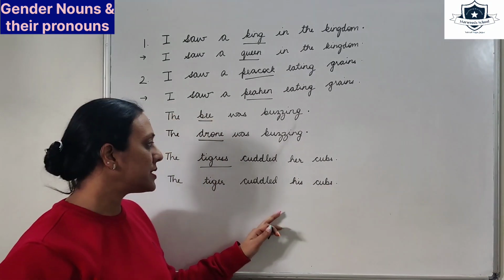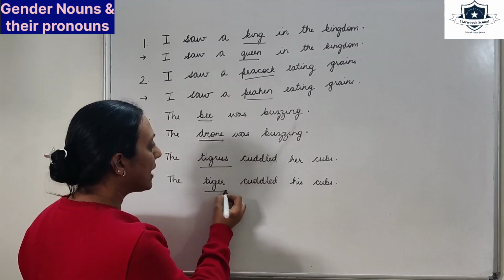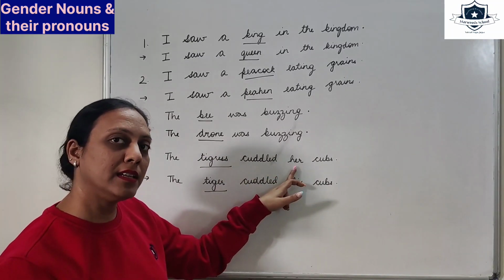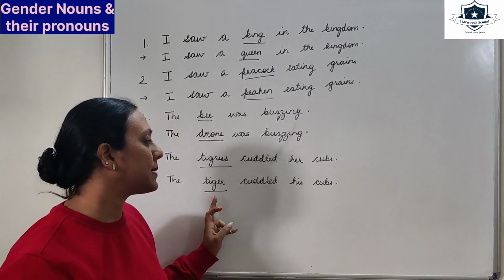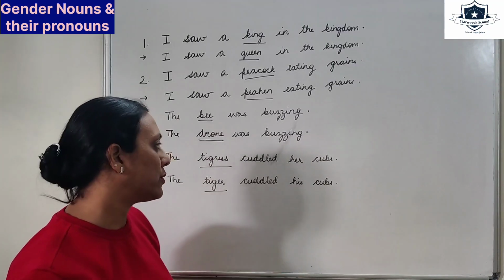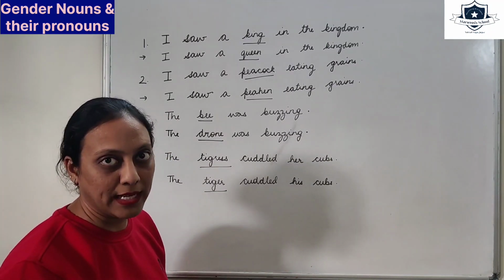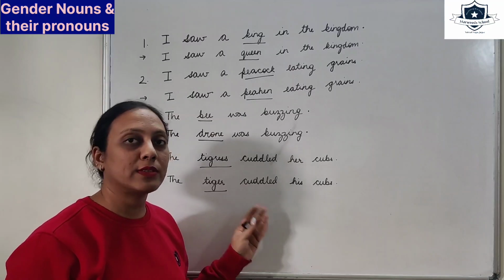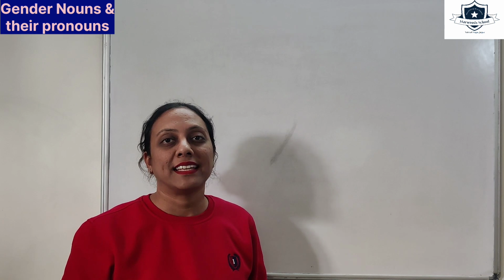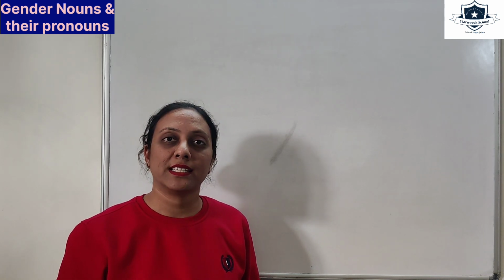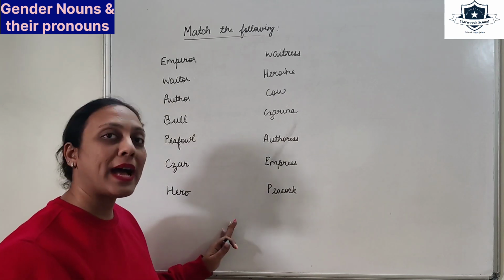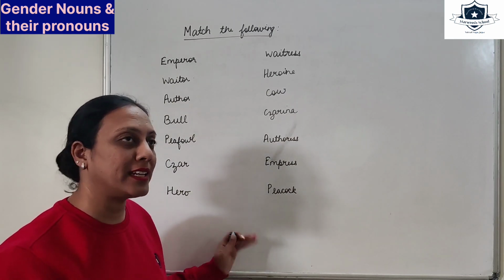Did you notice the difference here? Her and his. Why have we written this? Because tigress is a female, so her is a feminine pronoun, and tiger is a masculine noun, so his is a masculine pronoun. So we have to take care of these things as well. I'll be giving you more words so that we can have a better know-how of the topic. Now let's take few words with an activity. These are few words that are written now. Let's match them with their correct gender nouns.